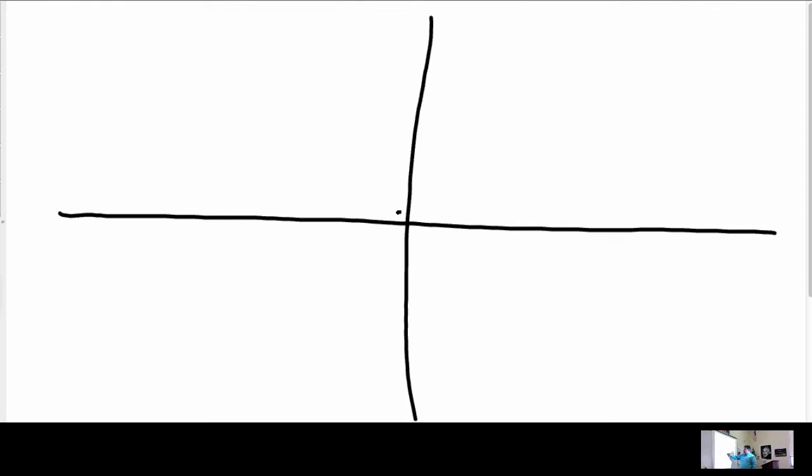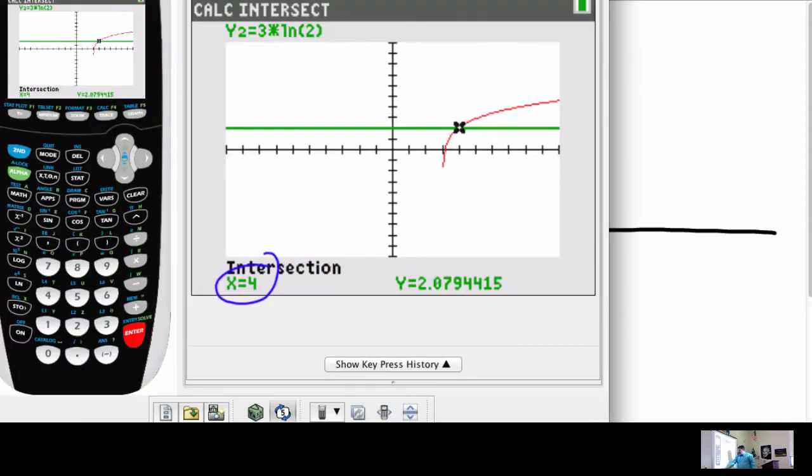We've got 3 points: (0, -5), (1, ...), (2, ...), (3, ...), (4, ...), negative 5. Was it negative 5? Actually, let's do this on the graphing calculator, okay guys?